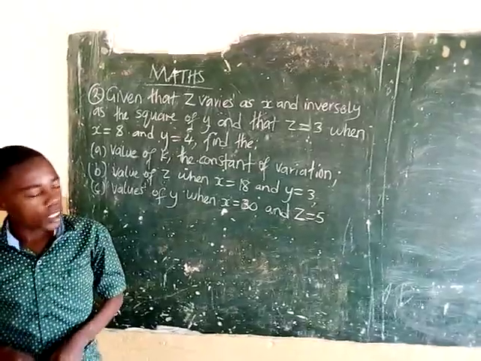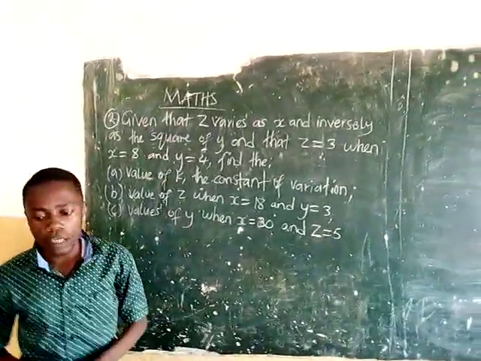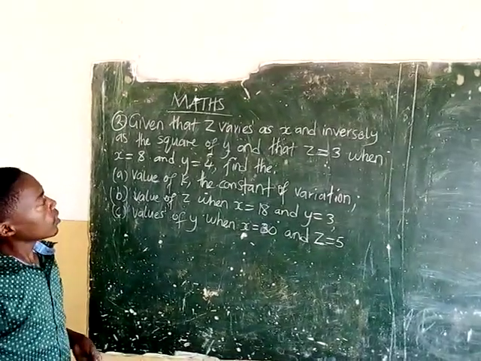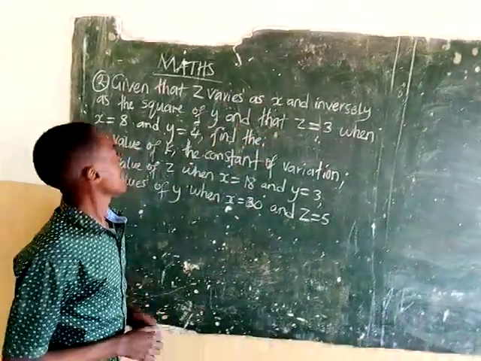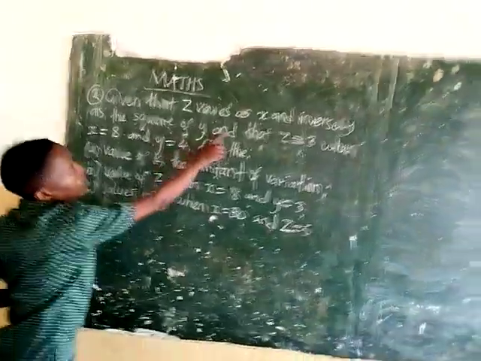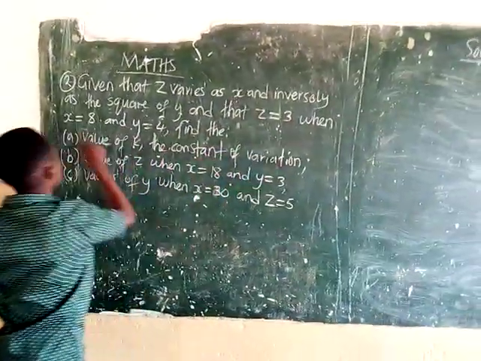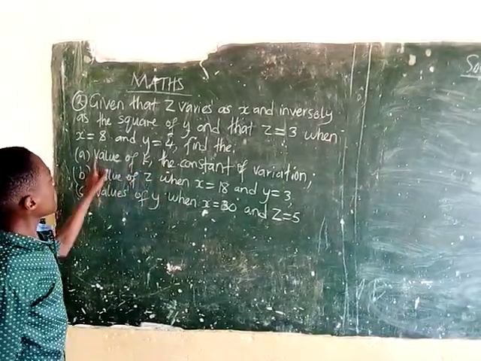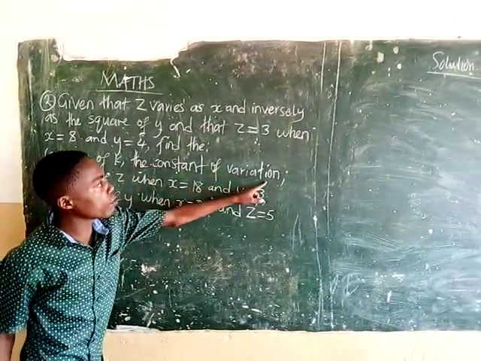I'm here presenting a topic in mathematics under variation, and this is the question that I have. Given that z varies as x and inversely as the square of y, and that z is equal to 3 when x is equal to 8 and y is equal to 4. First question is find the value of k, the constant of variation.